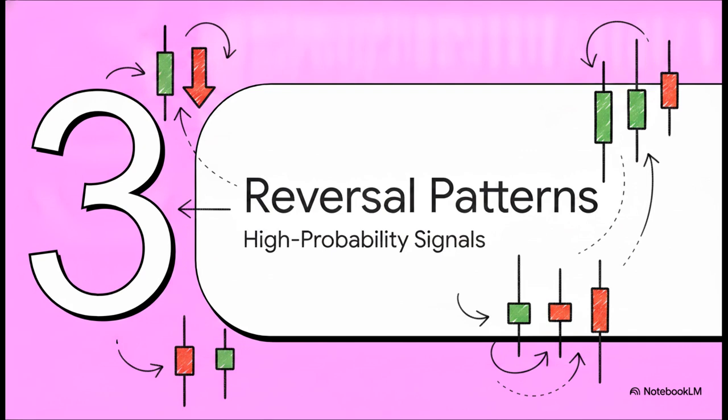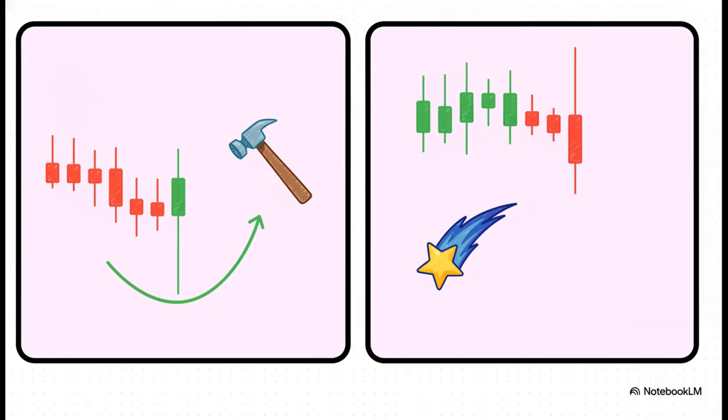All right, Section 3, spotting reversal patterns, decoding the high probability signals. Now, what's really interesting about this slide is what happens when we group these candles together. Let's compare 2 of the most famous reversal patterns, the bullish hammer and the bearish shooting star. These guys are basically the evil twins of the market, acting as exact mirror images of rejection.